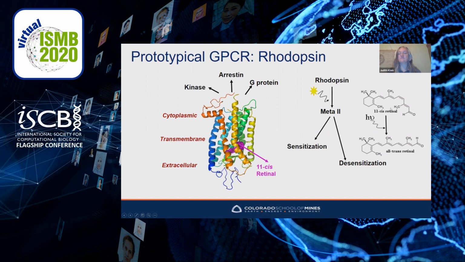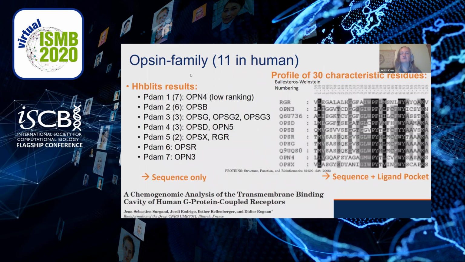Upon light, the 11-cis-retinal isomerizes to all-trans-retinal, which causes a conformational change in the transmembrane domain that's transmitted to the cytoplasmic domain, where it induces the binding and activation of the G protein, phosphorylation by a rhodopsin kinase, and ultimately binding of arrestin, which shuts off the signal. And so what you can see here is the HH Blitz results for all members of the opsin family in human.